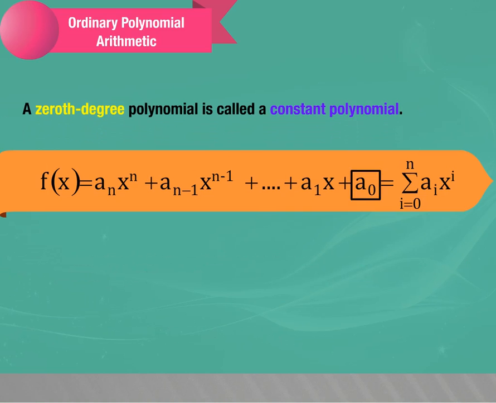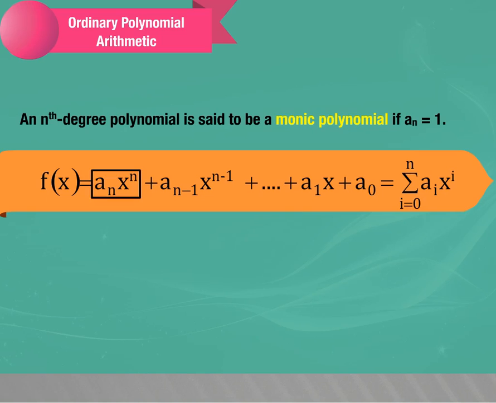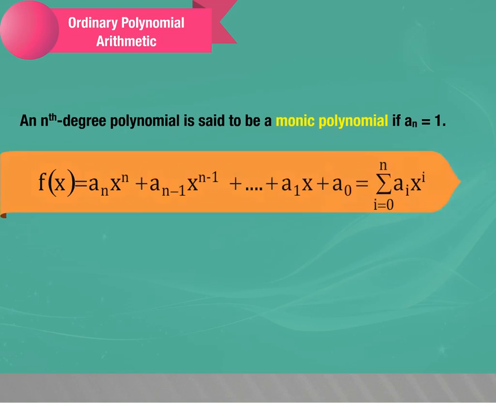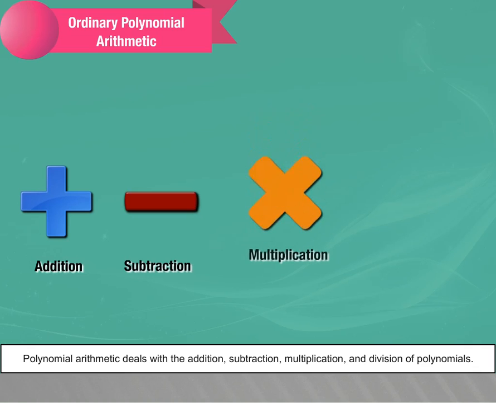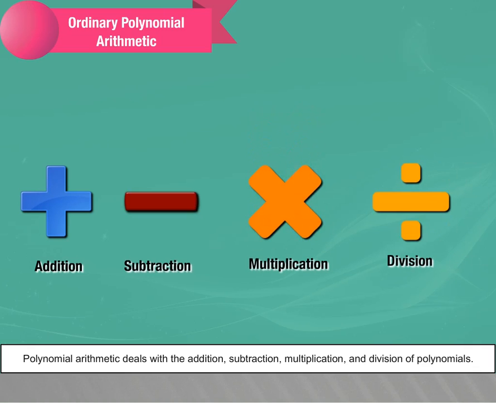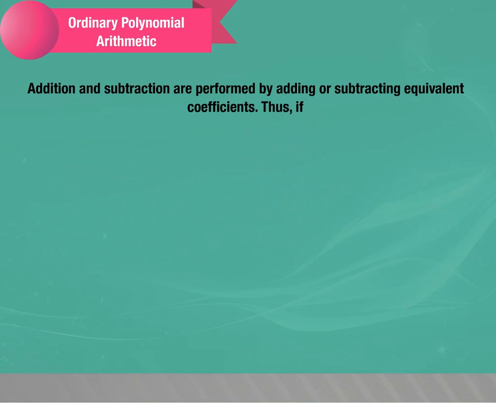A 0th degree polynomial is called a constant polynomial. An nth degree polynomial is said to be a monic polynomial if an is equal to 1. Polynomial arithmetic deals with the addition, subtraction, multiplication, and division of polynomials. Addition and subtraction are performed by adding or subtracting equivalent coefficients.